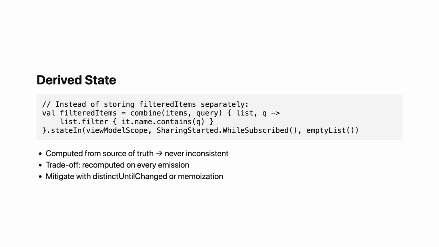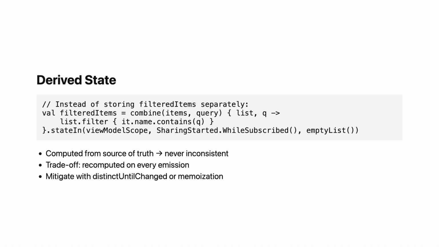The mistake I see constantly is using shared flow for state or state flow for events. Use the right tool for the right job. One powerful technique that works with any pattern is derived state. Instead of storing computed values, you derive them from your source of truth. For example, your state has a list of items and a search query. Instead of storing a filtered list separately, you derive it: items.filter by query.